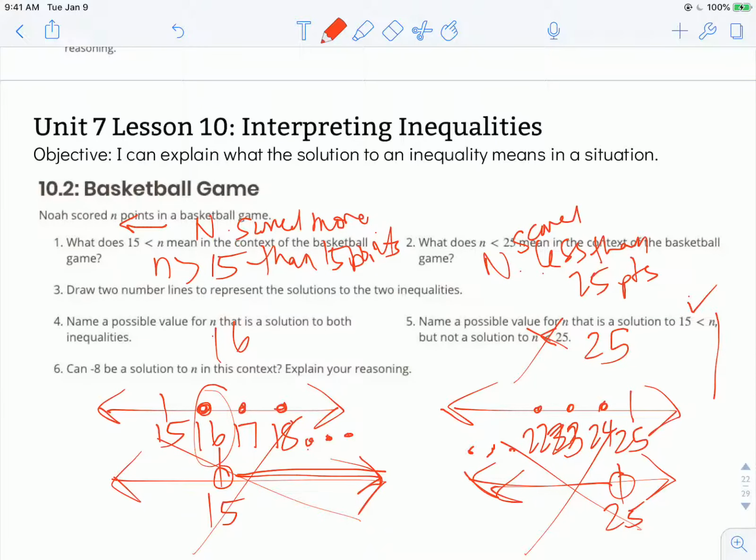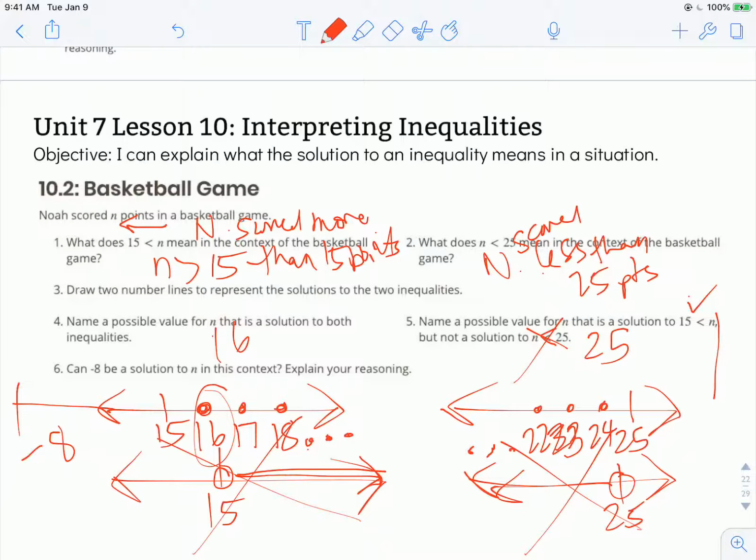second inequality. Number 6, can negative 8 be a solution to N in this context? Explain your reasoning. Well, there's 2 reasons why this wouldn't make sense. 1, you can't score a negative number of points in a basketball game, and also negative 8 is less than 15. It would be somewhere over here on the number line. And so that would be less than 15, so for that reason also it does not make sense with this context, but mainly it's because you can't score a negative number of points in a basketball game.